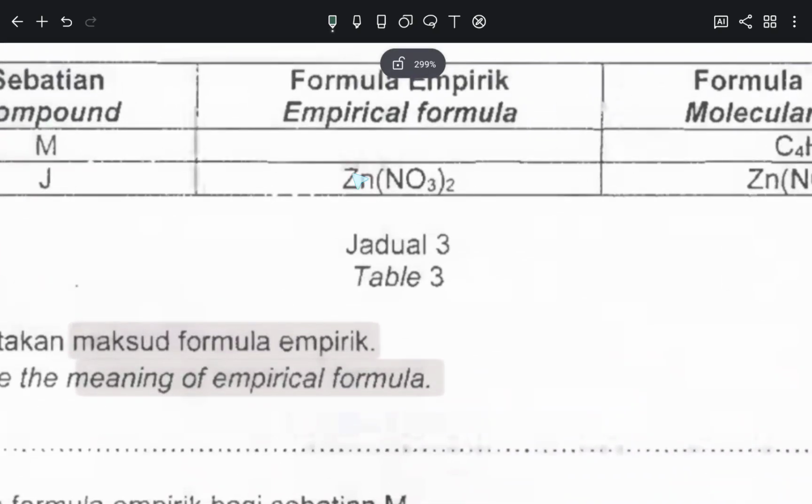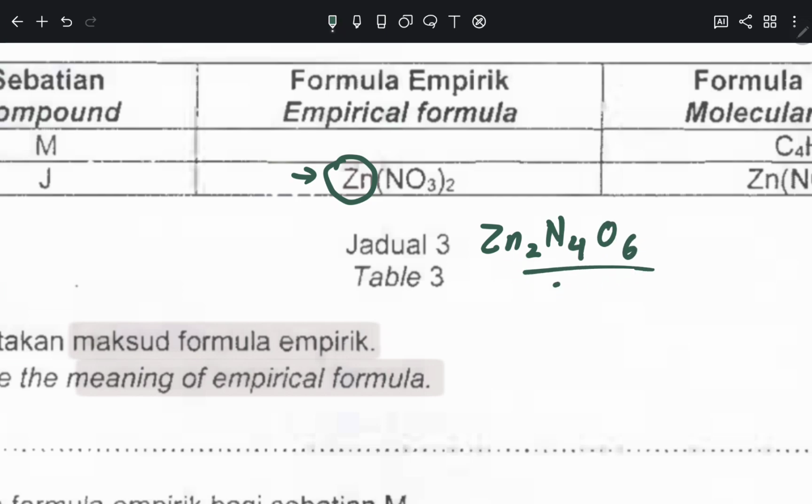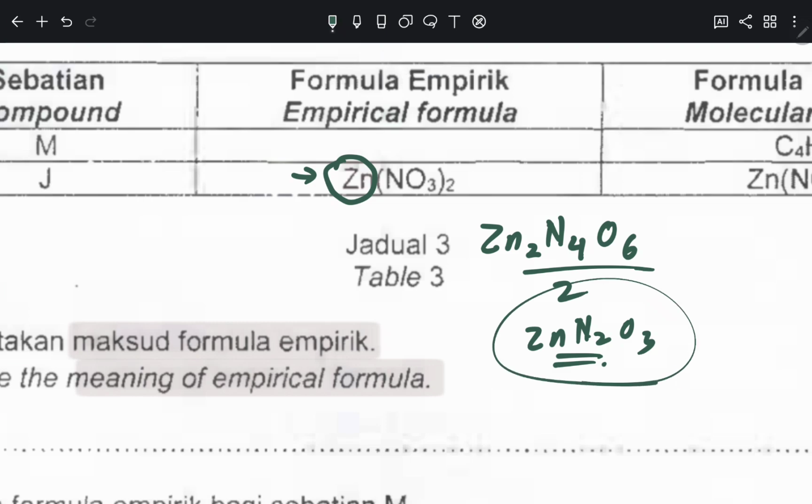Meaning that, let's say this is a compound, right? So this is one element. Maybe in molecular formula it should be Zn2, N4, O6, something like that. So each one of these you will divide by 2 to get the simplest ratio. Just an example, this is not the correct thing, I just give an example. So you divide the thing, right?